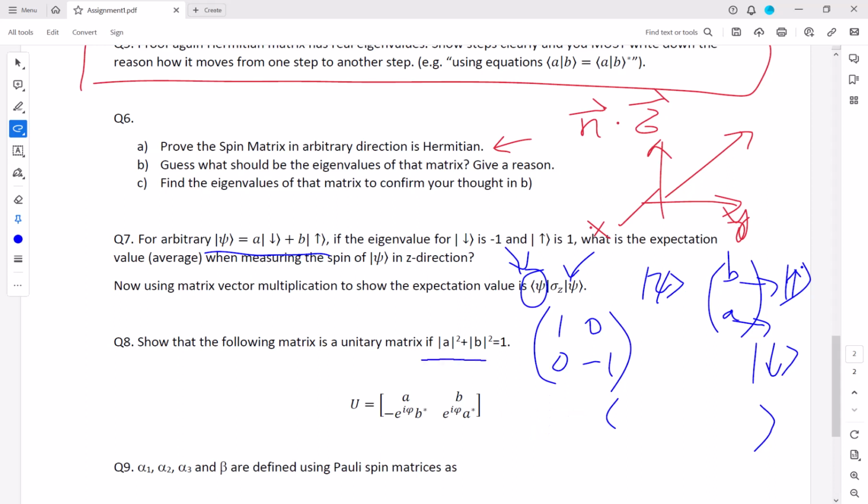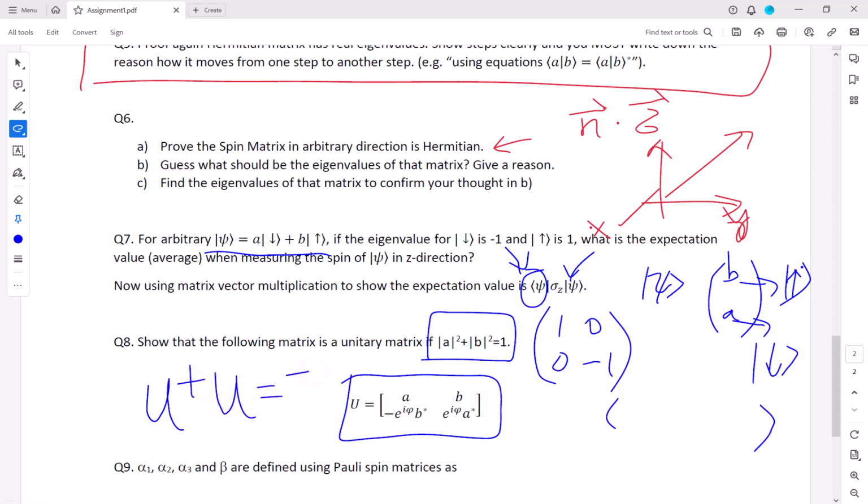Here we say a squared plus b squared equals 1, show that this is unitary. You don't know what unitary is, we'll cover it on Wednesday. After that, you just prove the definition. But I can tell you now, it means u dagger times u equals I. Hermitian is A equals A dagger. Here it is u dagger times u equals I, okay?